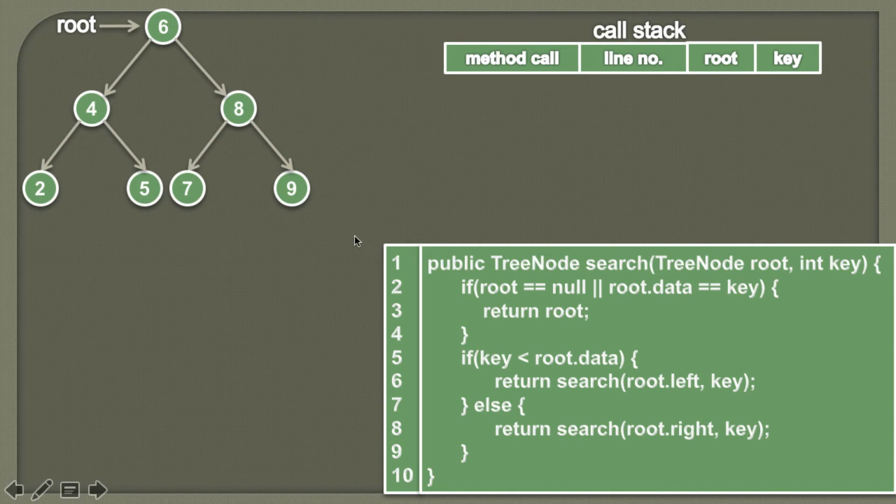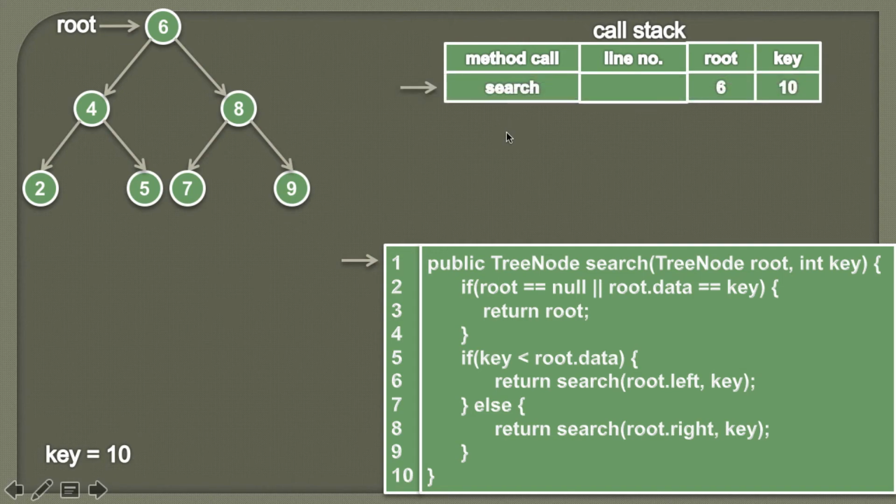So friends, this is how we actually search for a particular value in a binary search tree. Now let's suppose we want to search one more value which is not in the binary search tree. So let's say we want to search a key having value 10. So we know that 10 is not in the binary search tree. So let's see how this algorithm works. In the first step, we'll call the search method by passing in the root and the key which we want to search. So on the call stack, it would look something like this. That root is 6 and the key which we want to search is 10.